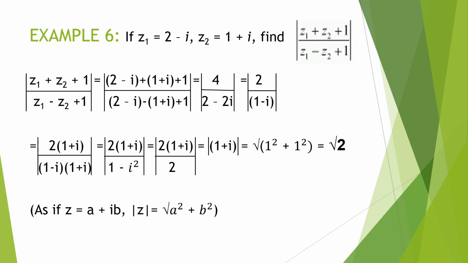So ultimately the number on simplification is mod of 1 plus i. Now what is the formula for mod z? If z is equal to a plus ib, mod z is root of a square plus b square. So on simplification, this is root of 1 square plus 1 square, or root 2. So the answer to the problem is root 2.